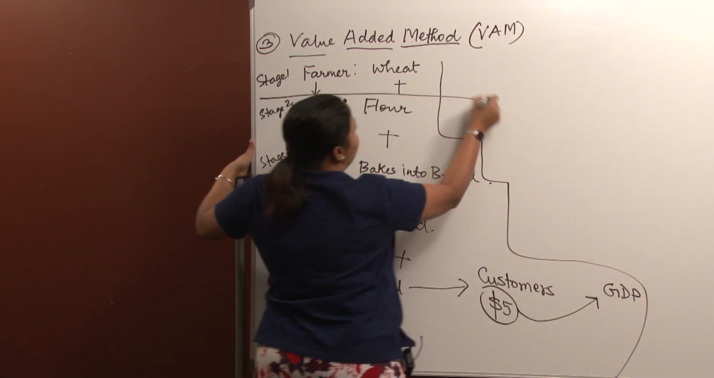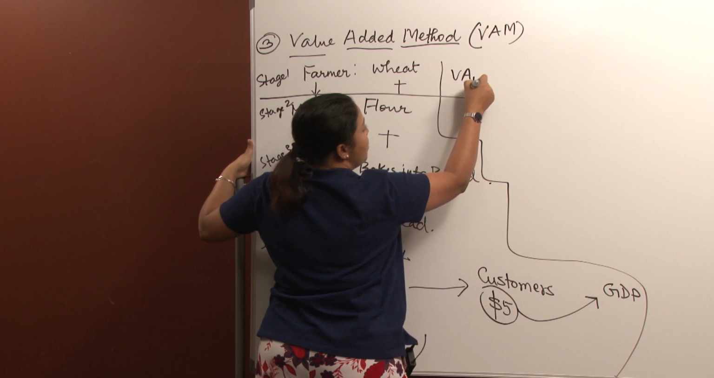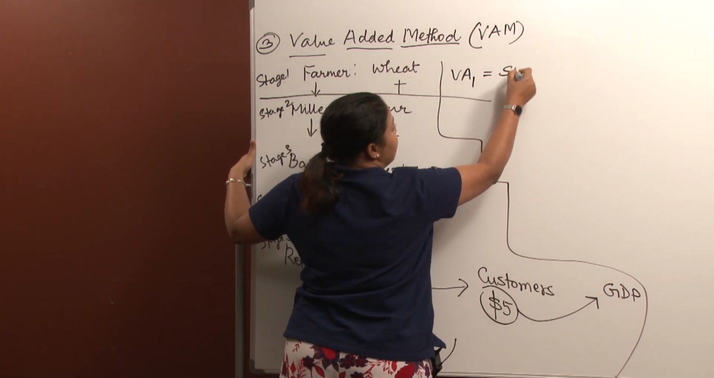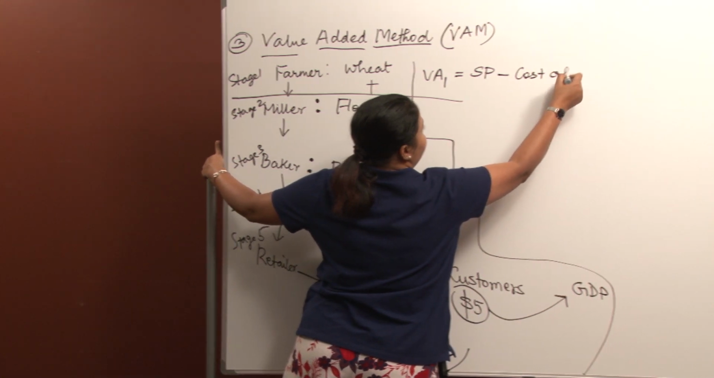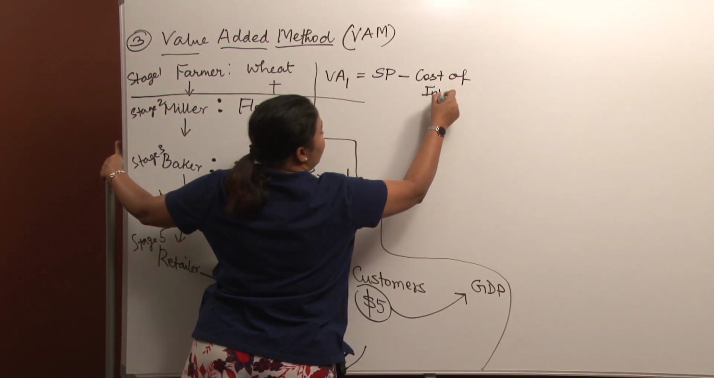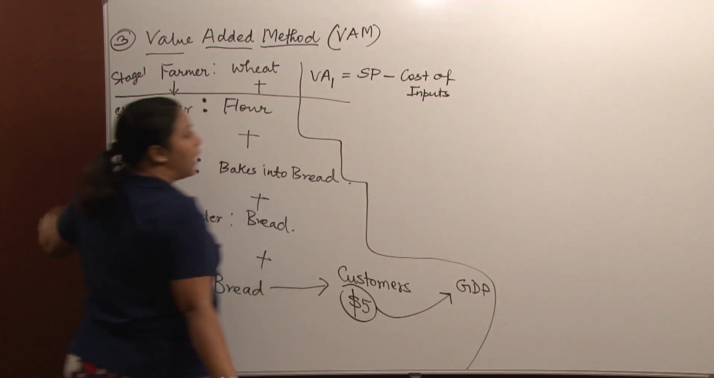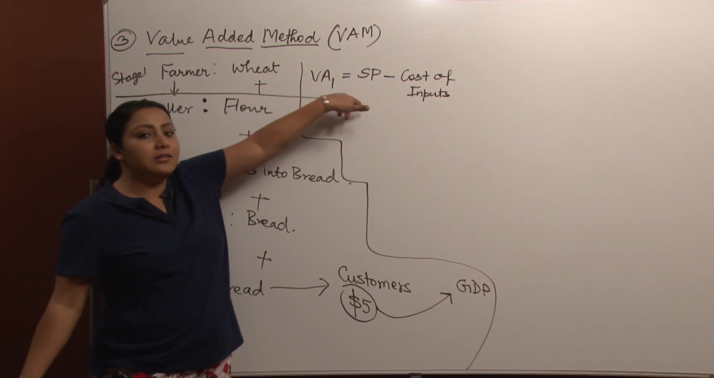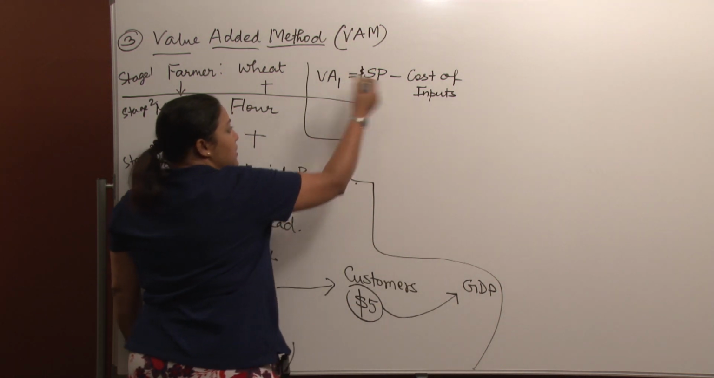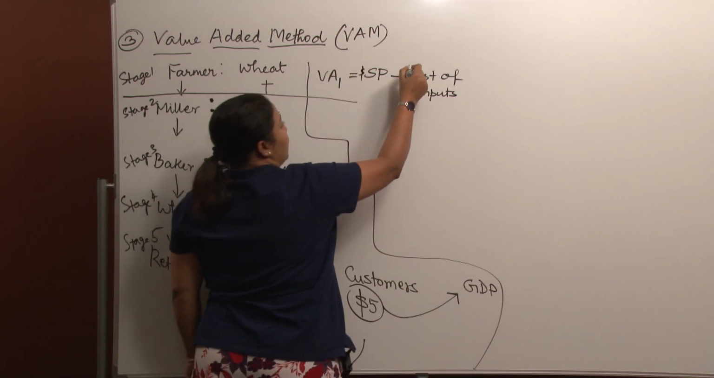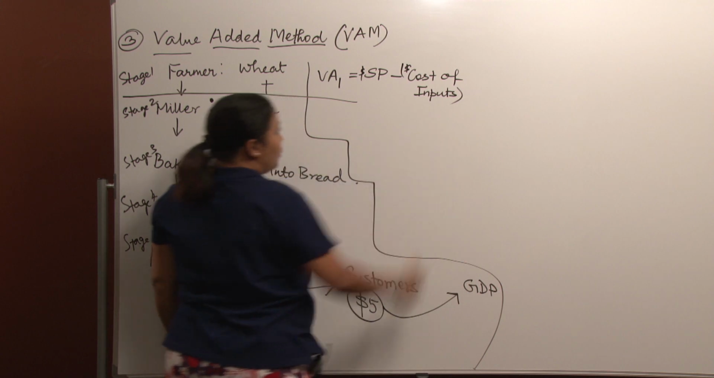So for stage 1, we will calculate the value added of stage 1, which will be the selling price of stage 1 minus the cost of inputs. So that is the definition or formula for calculating value added. Value added is the selling price SP, so this will be a dollar value, minus the cost of inputs, which will also be a dollar value.